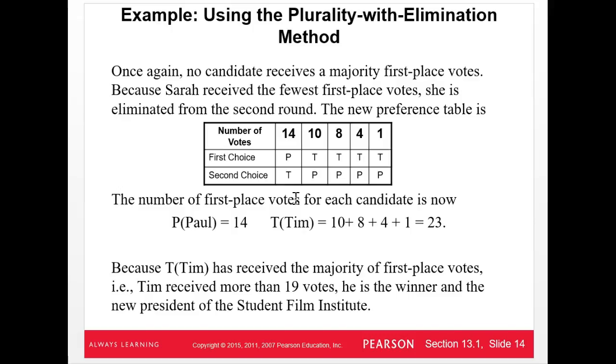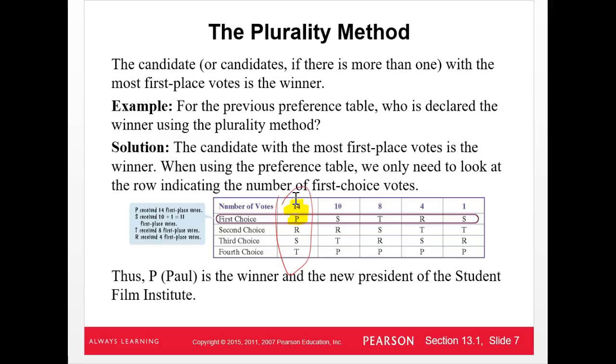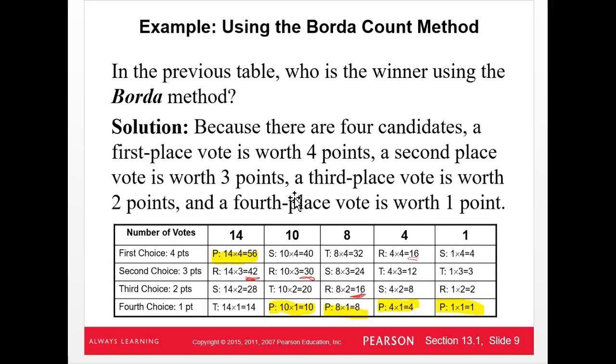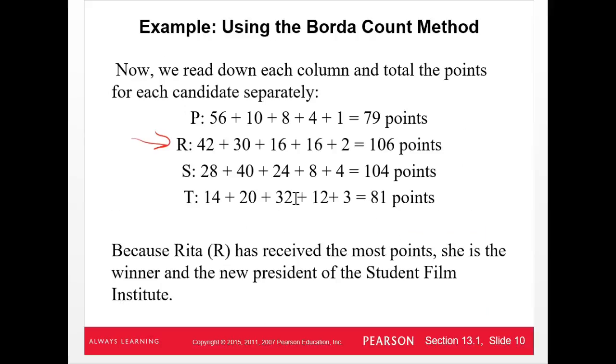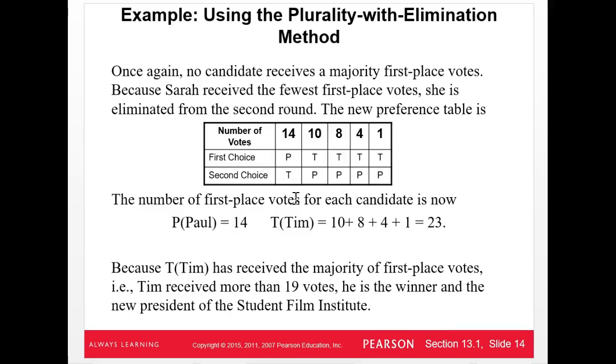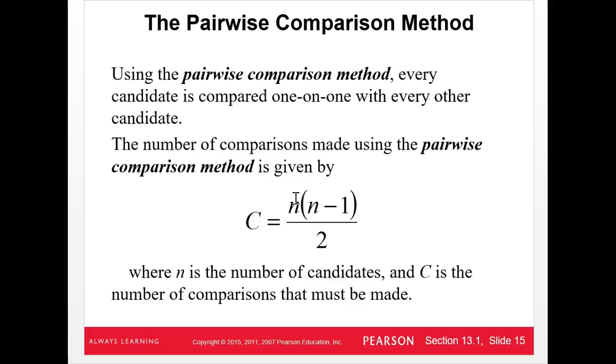So if you notice, in method one, the plurality method without elimination, just whoever has the highest, it was Paul. And then when we went to method two, which was the Borda count, it was Rita. Rita ended up being our winner. And then if you looked at method three with elimination, we eventually got down to where it was just Paul and Tim, and Tim ended up winning this thing. So we've had three methods, three different winners. We've got one last method, a fourth candidate to win. So, you know, you can probably predict this ending.